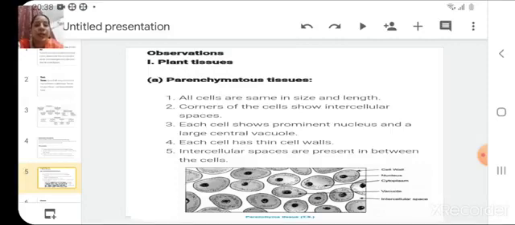The first point in your observation will be all cells are the same in size and length. Second point is corners of the cells show intercellular spaces. Third point is each cell shows a prominent nucleus and a large central vacuole. The fourth point will be each cell has a thin cell wall. And the fifth point is intercellular spaces are present in between the cells. Then you will draw this diagram. This is a TS, transverse section, of parenchyma tissue.